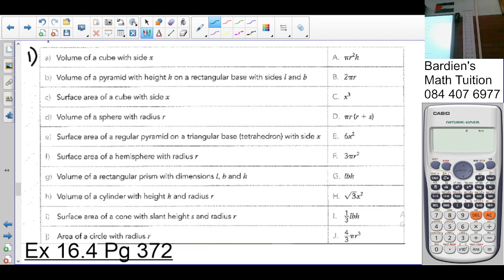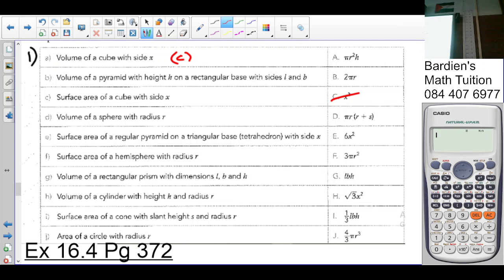The volume of a cube with sides x. How do you calculate the volume? The volume is length times breadth times height of a cuboid, or right prism. So for a cube, it is going to be side cubed. If the side is x, then it's going to be x cubed, which makes the answer C.